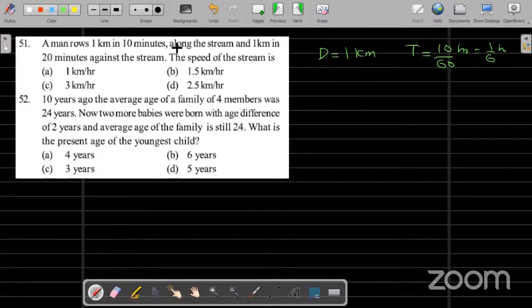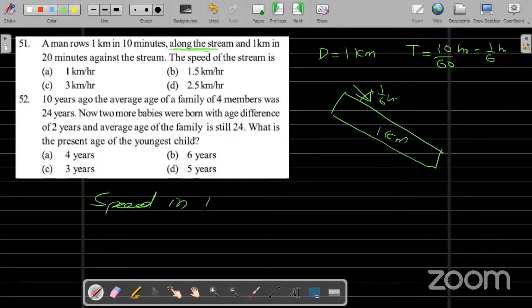So he travels 1 kilometer in 1 by 6 hours downstream, along the stream. Along the stream means you'll be moving in the downward direction. So 1 kilometer happens in 1 by 6 hours. What is the speed in the downstream direction? Speed will be distance by time. Distance is 1 kilometer divided by time, which is 1 by 6 hours. That is equal to 1 into 6 by 1, which is 6 kilometer per hour.